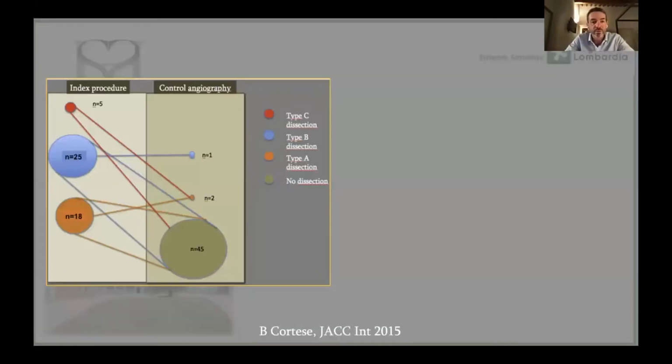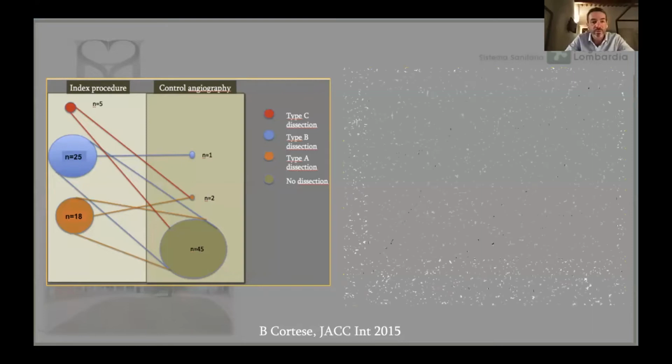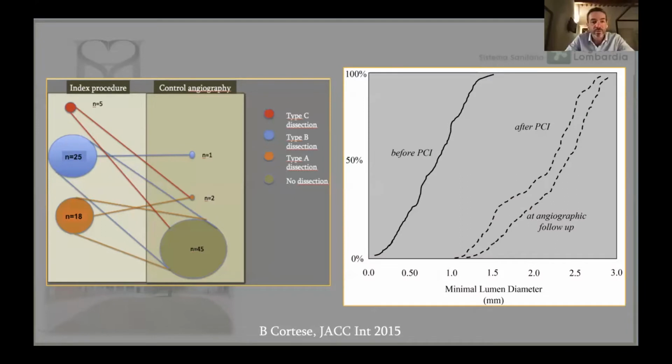This study clearly shows that if we leave a dissection, if it's not a flow limiting dissection after DCB, the risk of thrombotic occlusion is very low. And in the vast majority of the cases, the dissections do heal at control angiography after 6 months. And again, if we are using a good paclitaxel-coated balloon, the rate of lumen enlargement is very high, occurring in 2/3 of the patients during the same angiographic follow-up.